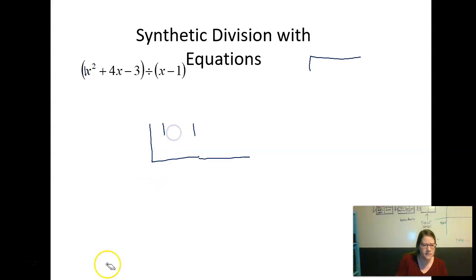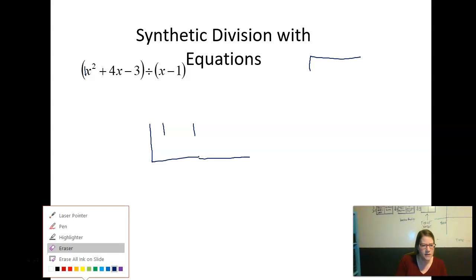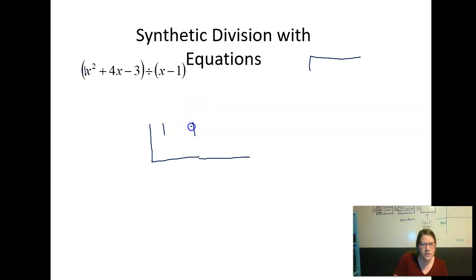Let me fix my error here. Okay, so we put our coefficients across the top, we leave the x's out, but we do want the signs, any sign that's in front of them we want to keep.